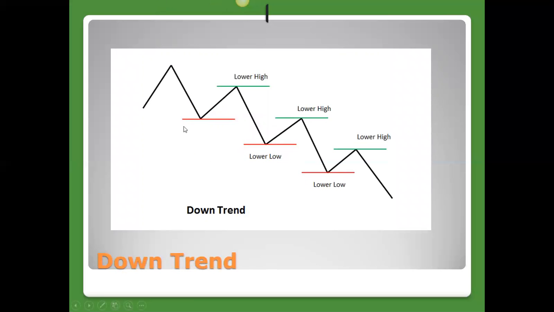And again, the definition of a downtrend: when the market is making lower highs and lower lows. So it's a stair-step type of process. Again, the market moves down and then pulls back up as people take profit, and then it goes down further, pulls back up, and drops down further. So this is again our downtrend.